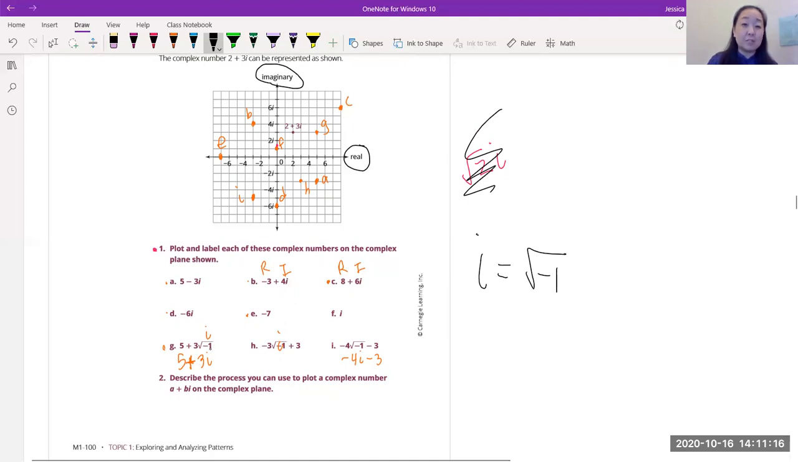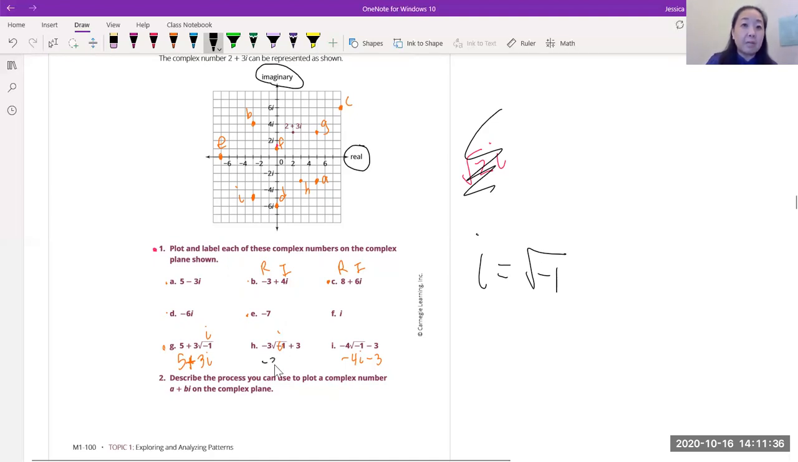So if they write it like this, don't be scared. Just take that out, substitute it out, because what did we say i was equal to? Square root of negative 1. So we're going to just replace that with an i. So it's actually 5 plus 3i. Okay? And then you would do the same thing. So please check those and do that same thing with the H and the I.